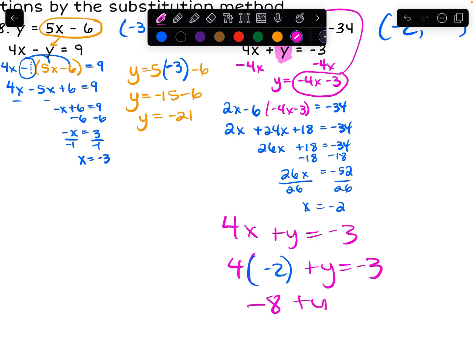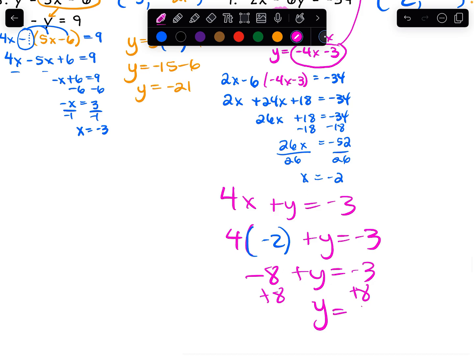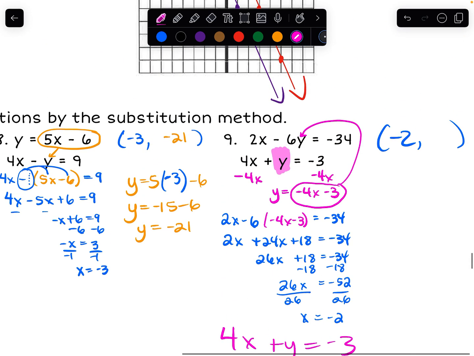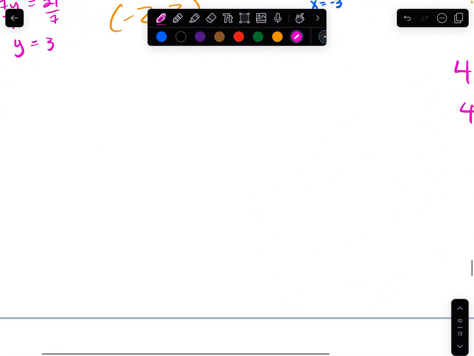Negative 8 plus y equals negative 3. I add 8. Much better. Much, much better. So y is 5. So that would be negative 8 plus 5. Yeah, that makes so much more sense.